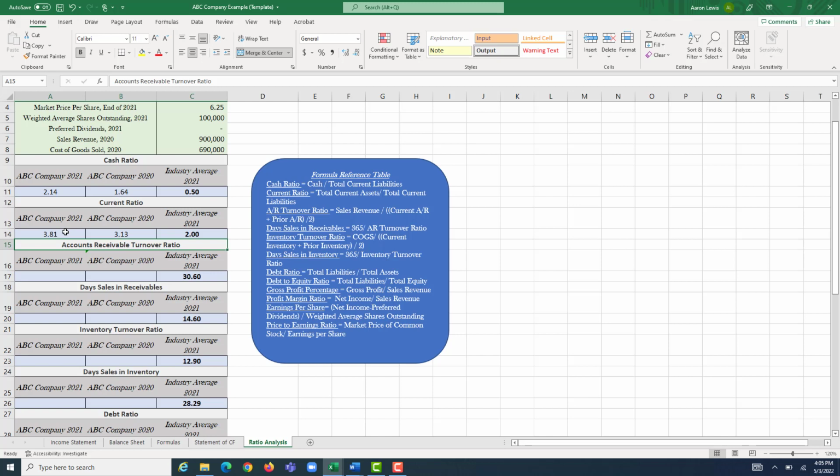We have more of an ability to pay off what is owed, given even a little bit of time to liquidate our current assets, even more so than last year, and we're almost double the industry average. So in that regard, ABC Company should be feeling pretty safe about being able to pay off their debt that's going to be coming due very shortly.